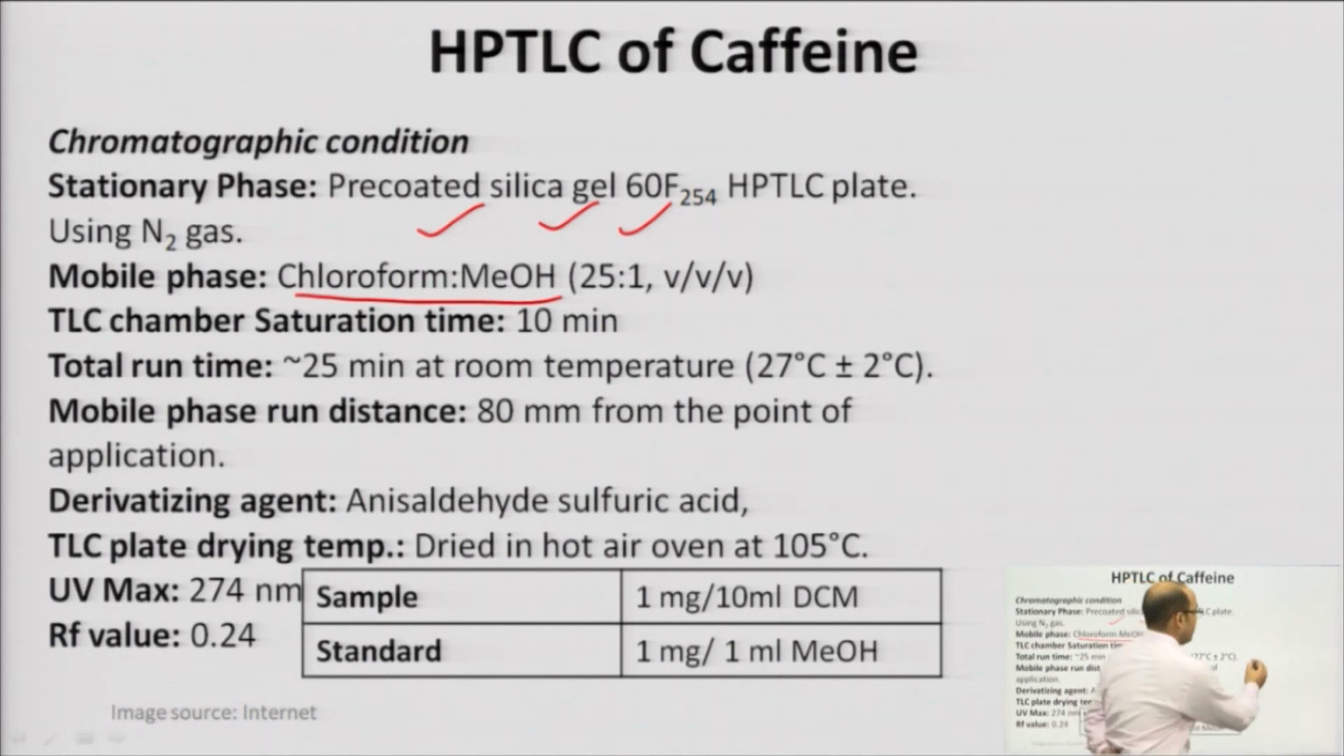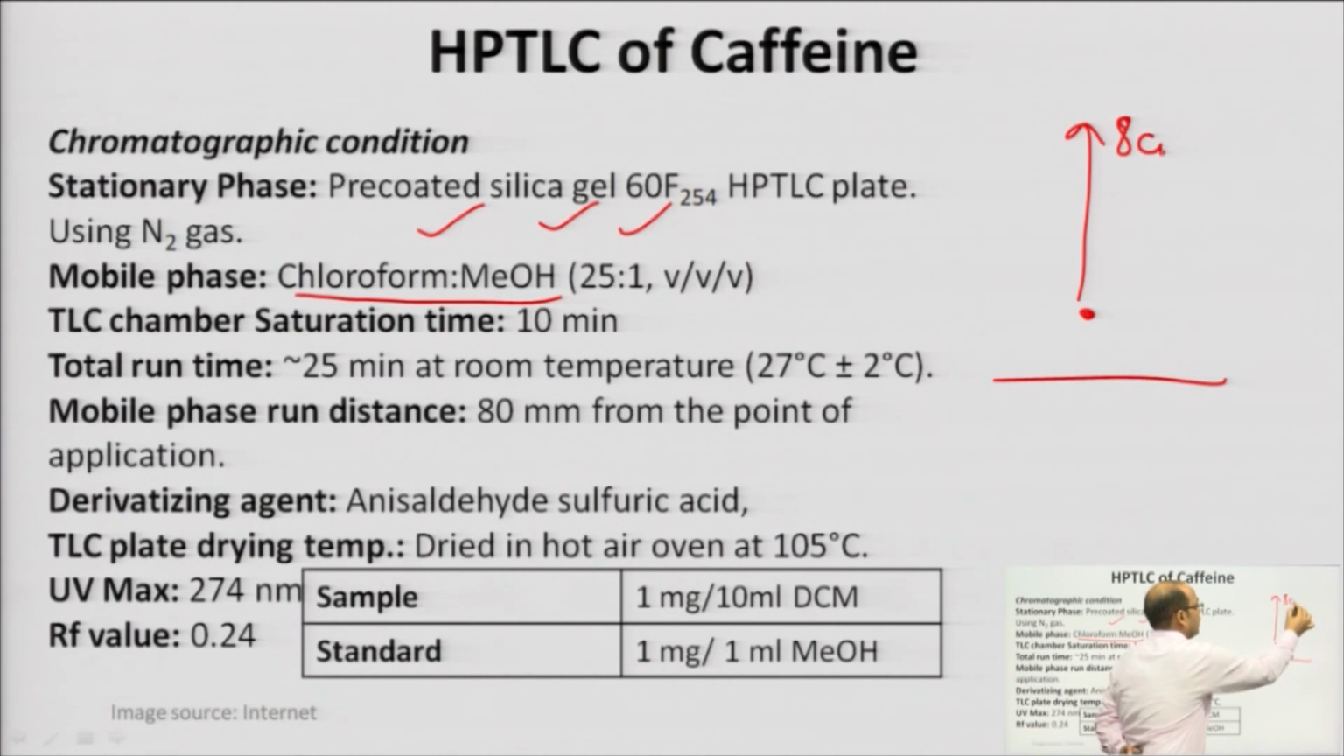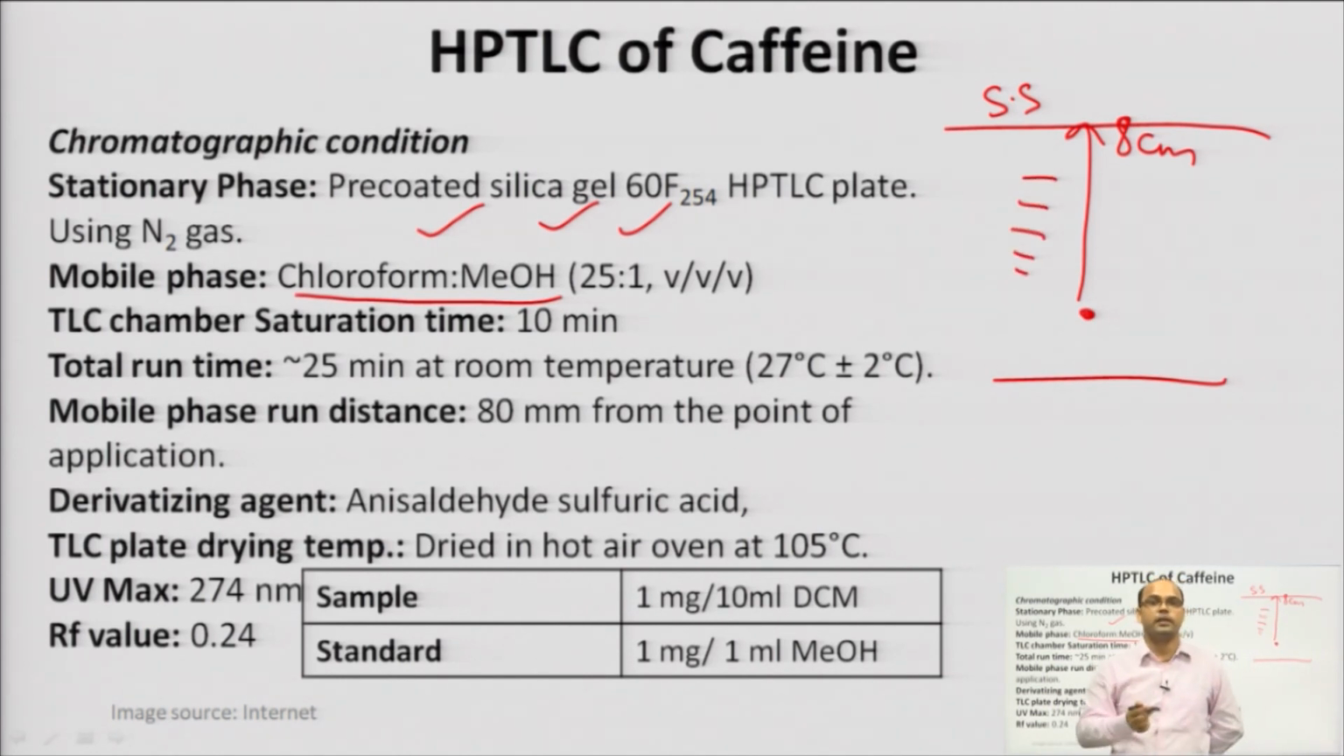It means that if you applied the sample here, it runs around 8 centimeter. The solvent system runs up to 8 centimeter and your compound gets separated here. So, 80 millimeter or 8 centimeter is your mobile phase run distance. Derivatizing reagent, here we have used anisaldehyde sulfuric acid reagent and TLC is dried in hot air oven at 105 degrees Celsius.